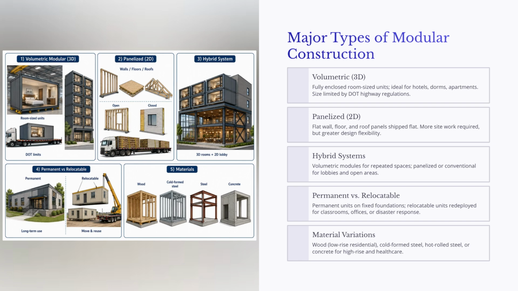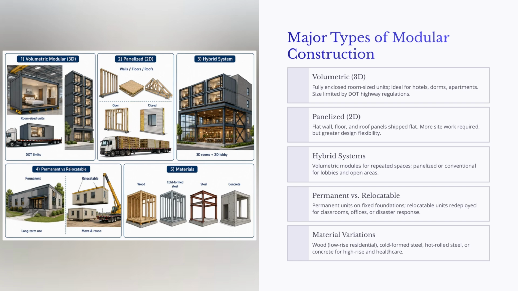The second type is panelized construction, or 2D prefabrication. Instead of producing complete three-dimensional units, the factory produces flat components such as wall panels, floor cassettes, and roof assemblies. These panels are shipped flat and assembled on site. The third approach is a hybrid system. Many projects do not use only one method. For example, a hotel may use volumetric modules for repeated guest rooms, but conventional or panelized construction for the lobby, restaurant, or other open spaces.